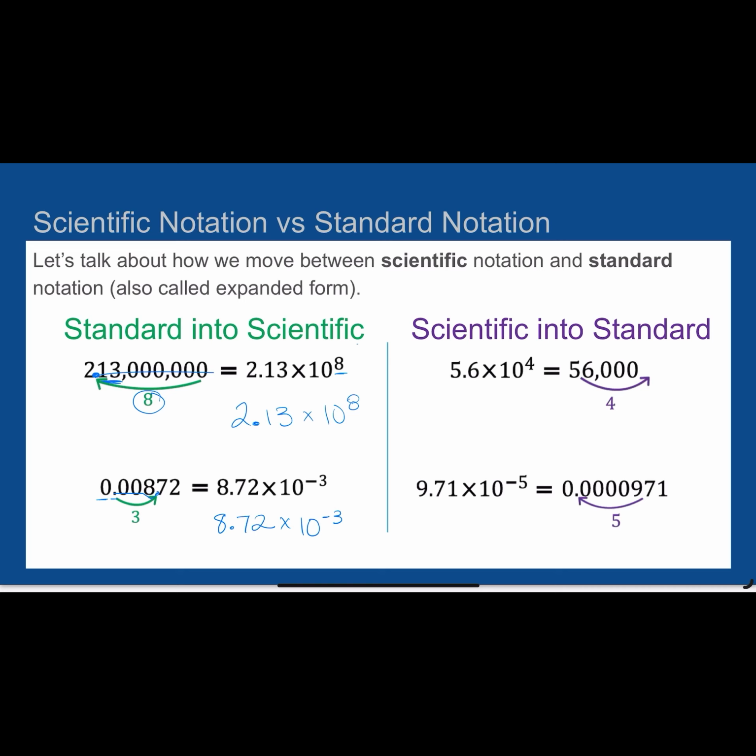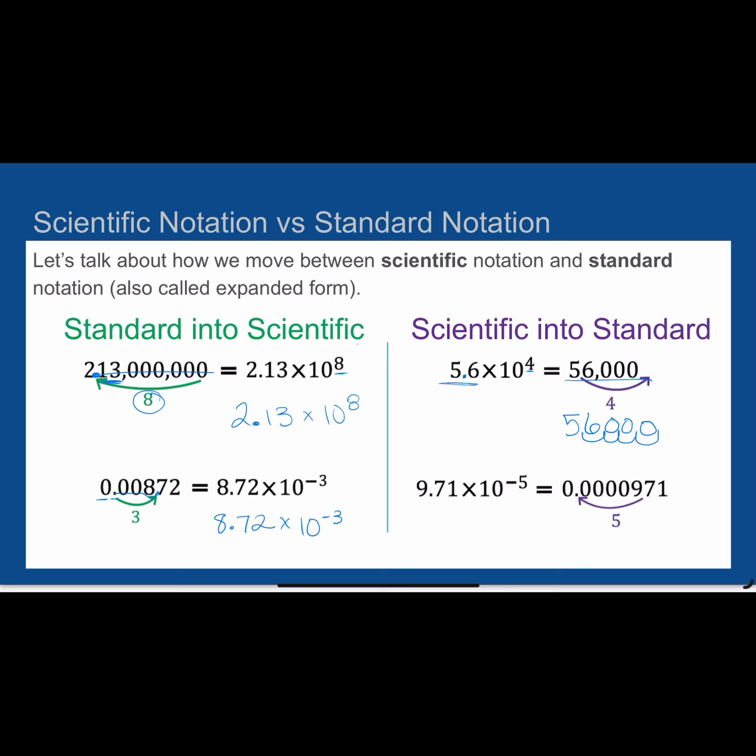If we're going from scientific into standard, we start with our factor and we take out the decimal. And then we take our exponent, and that tells us where the decimal was. We need to go 4 spaces. So 1, 2, 3, 4. And we fill in zeros in those empty spots. And that's how we get to our 56,000.